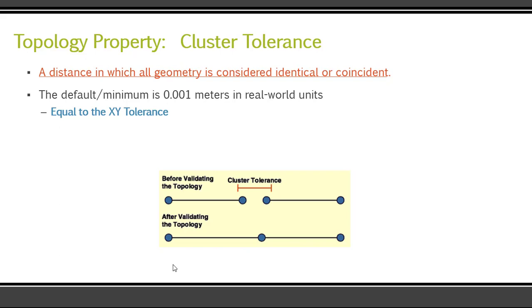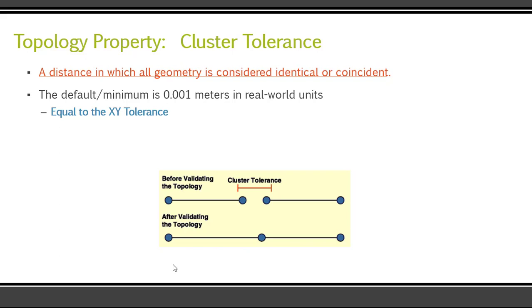The process is going to see, because these two endpoints fall within this very small cluster tolerance, it's going to see them as coincident. And what's going to happen in the validation process is that it's going to move them to a common point so that they do actually share the same space. This is just making your data cleaner. It's not changing your data in a tremendous form because it's not a big distance. But you do want to be aware that this is sometimes happening in the background.